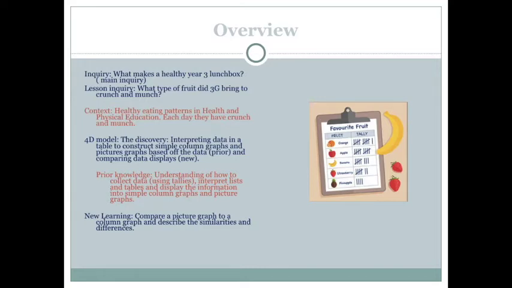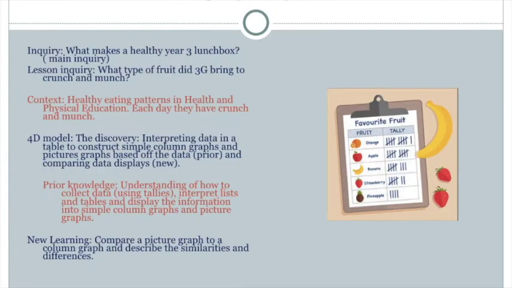The lesson chosen to present from the 4D model is the discovery phase, where students are constructing and interpreting simple column graphs, picture graphs, lists and tables, and comparing data displays. The students already have the prior understanding of how to collect data using tallies, interpret lists and tables, and display them in simple column graphs and picture graphs. Students will compare a picture graph and a simple column graph and describe the similarities and differences between them. This will be the new knowledge that they will be gaining.